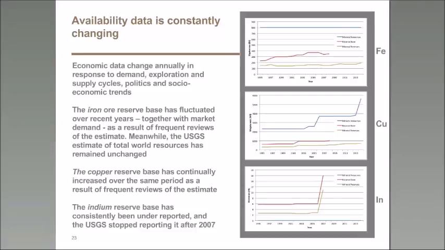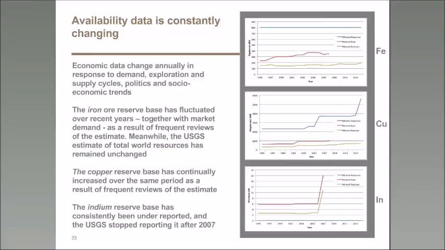With copper, there has been so much development in the last 40 years. Essentially, the copper reserve base has continually increased over the same period as a result of frequent reviews of the estimate. And that reflects the general tendency for higher demand to stimulate higher exploration expenditure. In the early 1970s, copper world resources were estimated at 1.6 billion tons by the USGS. This estimate was then updated to 3.7 billion tons in 2006, and it's now estimated at 5.6 billion tons. And these are significant changes, 3.5 times what we once believed to be available or exploitable for copper.